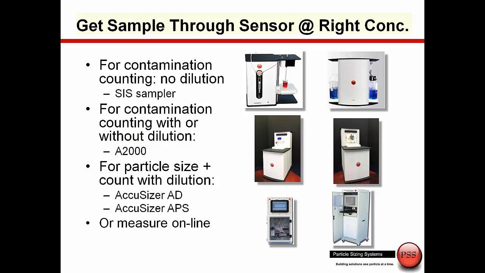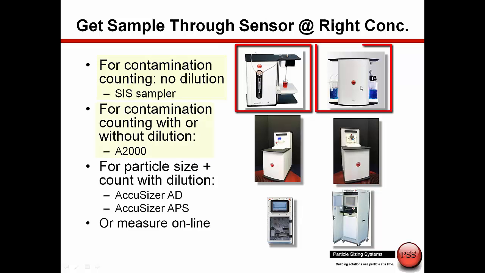Because we have to work within this concentration range, we need to make sure that we pass the sample through the sensor at the proper concentration. Now, for samples where there's very low concentration, we can use systems where there's no dilution required, and that is the AccuSizer SIS system here. And also we can use the A2000 either without dilution or with dilution.